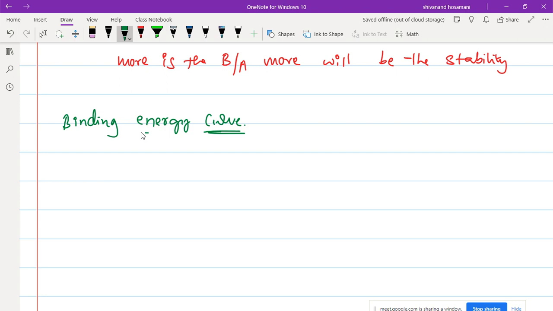So the graph is defined as follows. Here the binding energy curve is for binding energy per nucleon versus its mass number or nucleon number. So it is a mass number. Okay. And that graph is going to be like this. Wait a second. I'll paste it.